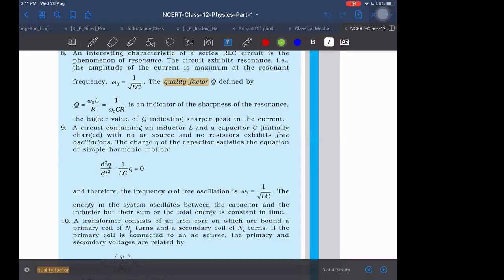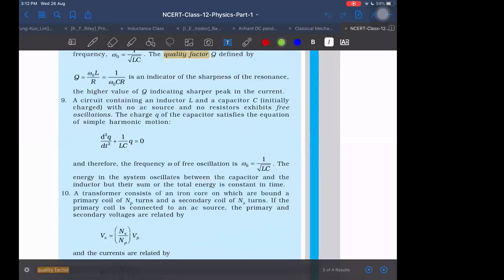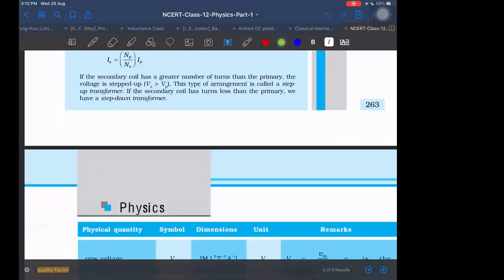Yes, sir. Omega naught into L by R, and another is 1 by omega naught CR. We can think in this way also. Quality factor is defined as omega naught into L by R. R by L was the time constant, or L by R? L by R, sir. L by R is the time constant. So one we are getting in terms of the inductive time constant, and second we are getting in terms of the RC time constant. RC is also a time constant, no? So we can write omega naught into L by R, and we can write 1 by omega naught into CR. Both are giving the same thing only. Right.